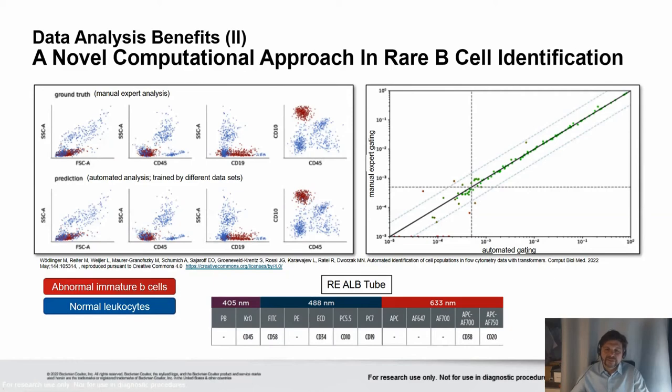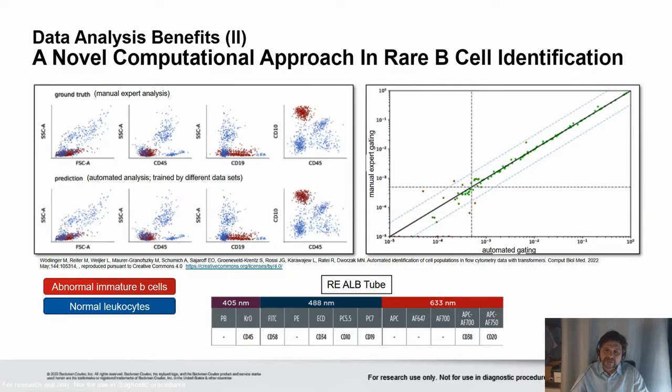And what this means, we see on the left in the upper row, we have a data example where the red cells, which are the abnormal cells, have been identified by an expert operator. And in the row below on the left, we see the same data set and the same color coding applies here. Also, the malignant cells are red. And this is done by an automated analysis on the same data sample as above. And we see that the results are pretty much identical.